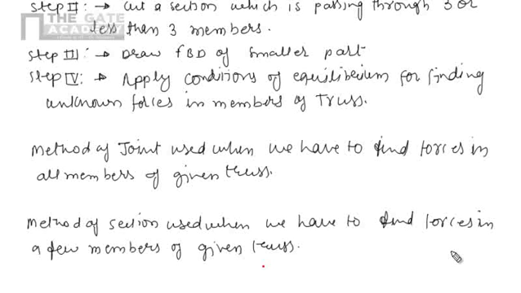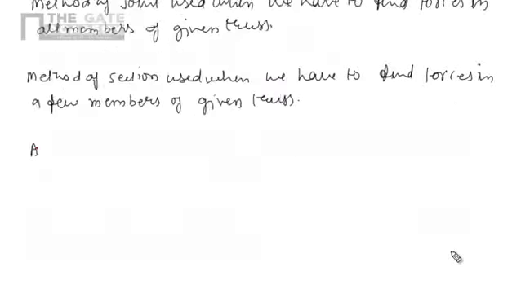And one more thing, in method of joint we can use only two equations of equilibrium. So at a time we can find out values of two unknowns. But in case of method of section we can use all the three equations of 2D equilibrium. So we can find value of three unknowns at a time. So these are the basic differences between the two methods. Now, before going into the problems based on analysis of truss, we have certain assumptions for the analysis of truss.